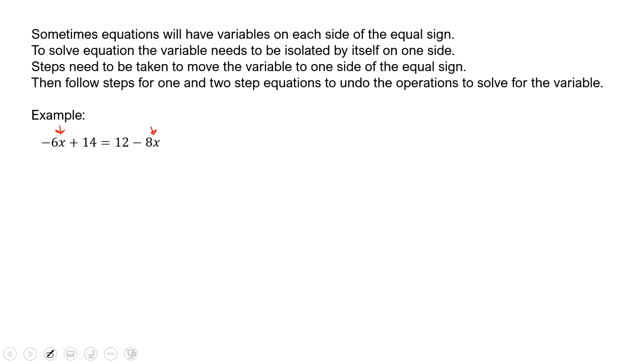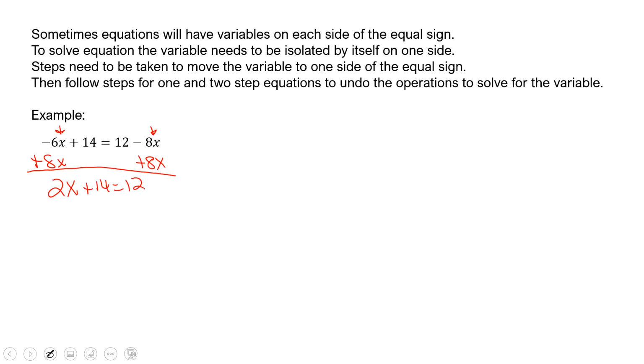Rule of thumb I always use in my mind is I want to work and have the coefficient in front of the variable, in this instance x, to be positive. So I have negatives on both sides. I want to move it from this side because when I move it from the right to the left, I'm going to end up with a positive coefficient. So I'm going to add 8x to both sides first here. That leaves me with 2x plus 14 equals 12.